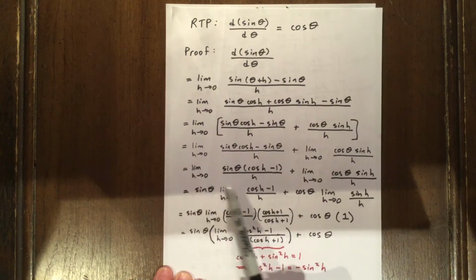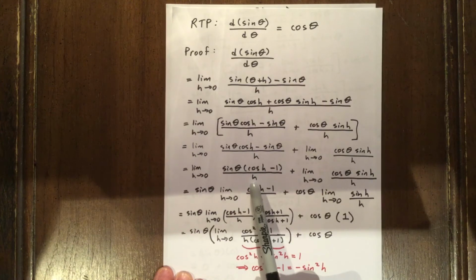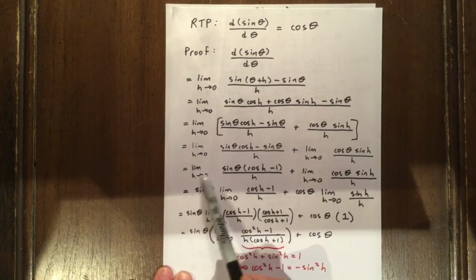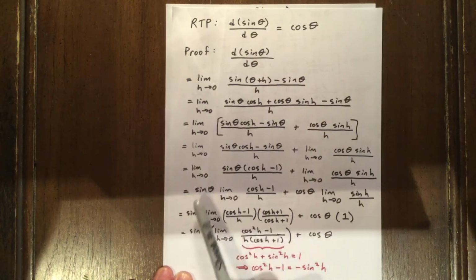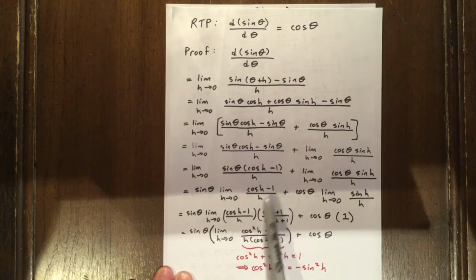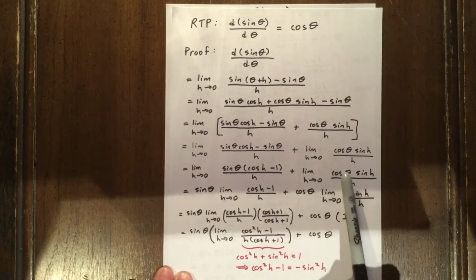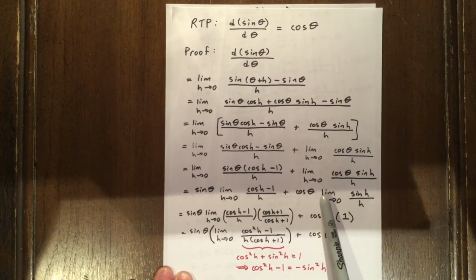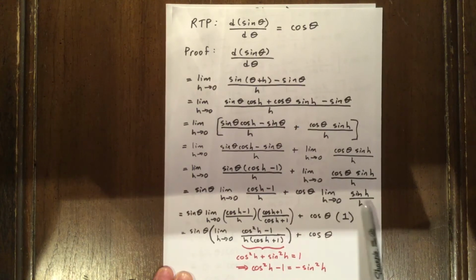Okay, so we've got the limit as h goes to 0 of sine theta times (cos h minus 1), all over h, plus the limit as h goes to 0 of cos theta sine h, all over h. Well, this sine theta has nothing to do with h, so I'm allowed to bring it out in front: sine theta times the limit as h goes to 0 of (cos h minus 1) over h. And this cos theta has nothing to do with it, so I'm allowed to bring it out in front since it's a factor of the numerator, just like that was. And make it cos theta times the limit as h goes to 0 of sine h over h.